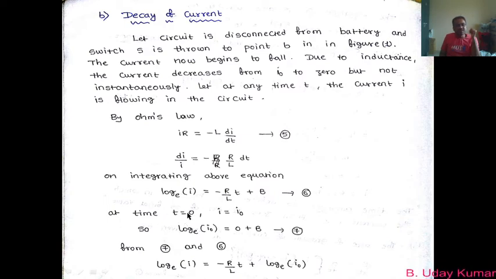But you know that at time t is equal to 0, the current is already maximum, and that maximum current is taken as I is equal to I0. So substitute this condition in equation number 6. When time t is equal to 0, I becomes I0. So log to the base e of I becomes log to the base e of I0 when t is equal to 0. If I substitute t is equal to 0 here, this part becomes 0, and b is written as it is. So from this equation I get b is equal to log to the base e of I0.